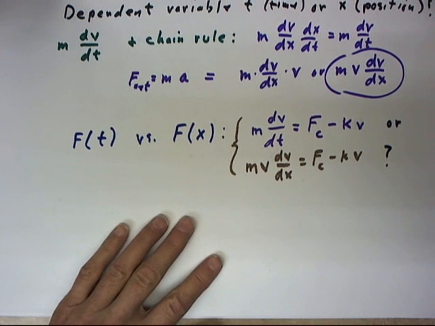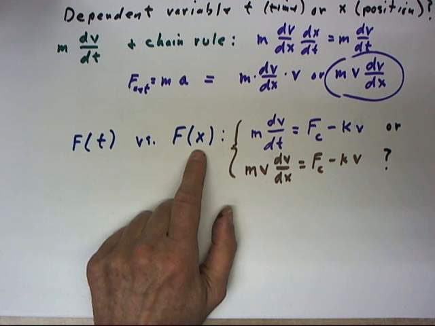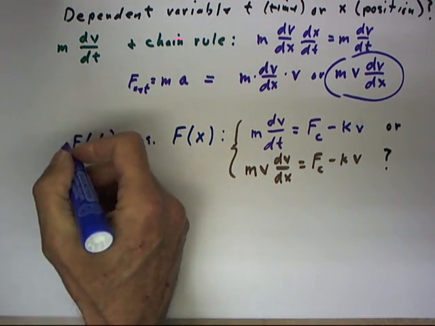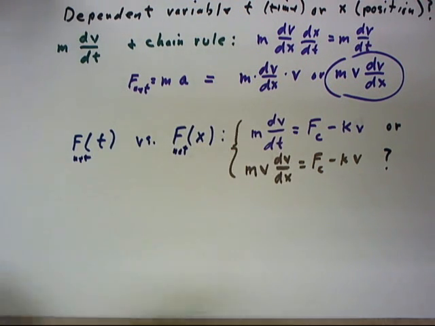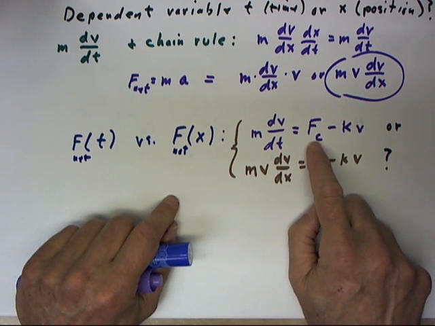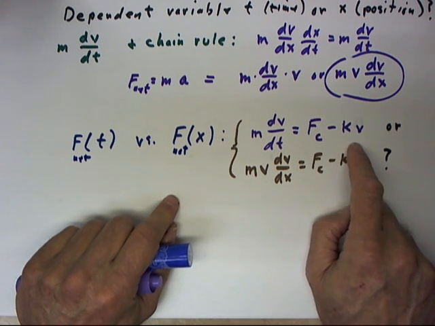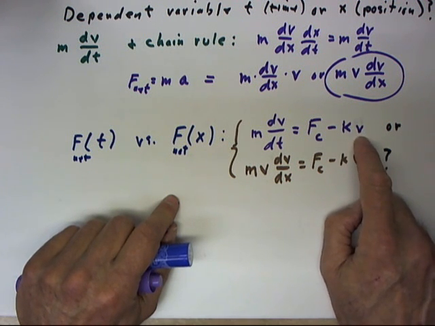So we consider the advantages of considering f as a function of t versus f as a function of x. You might say that's f net. Okay, if we know the net force is a function of t, then it makes sense to solve the equation m dv/dt equals whatever, maybe our constant force minus kv. This would apply to the situation where the drag force is proportional to the velocity.